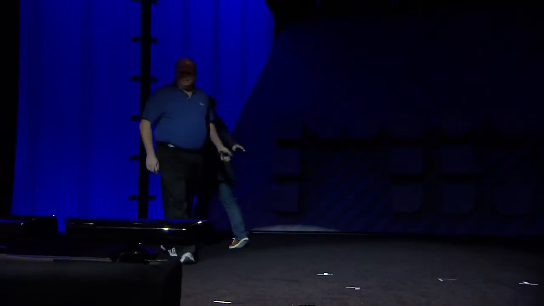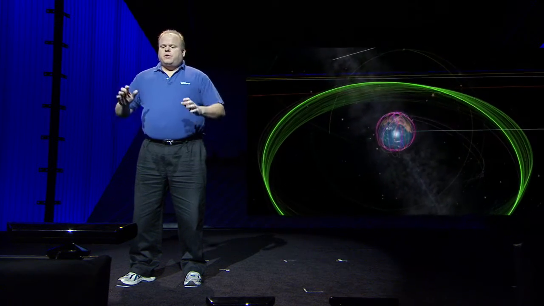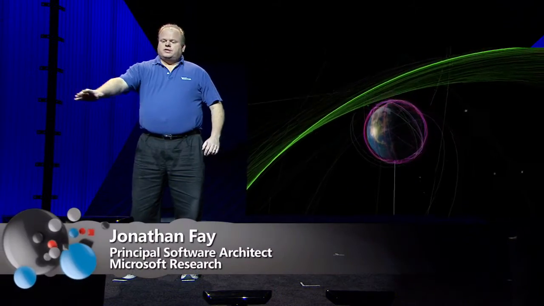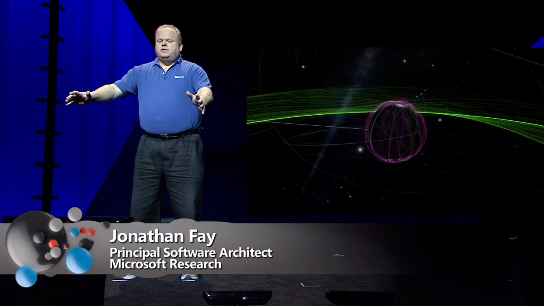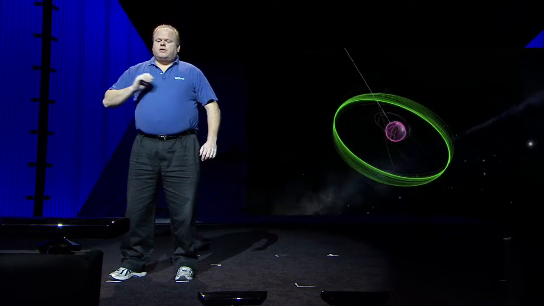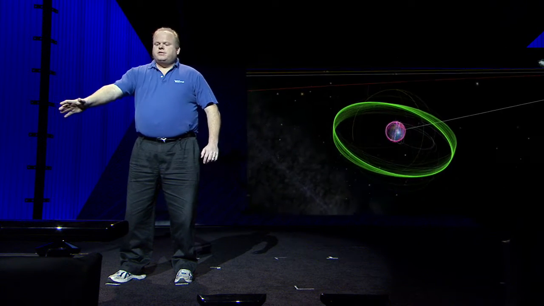Hey, Jonathan. Thank you, sir. At Microsoft Research, we've been working with agencies like NASA and the European Space Agency, as well as universities worldwide, to put together astronomy information and planetary data from all across the universe. And when we saw Kinect, we knew that we had to bring the universe to your fingertips with this great tool. Right now, we're looking at the Earth and low Earth orbit satellites, and the green ones are geosynchronous satellites.